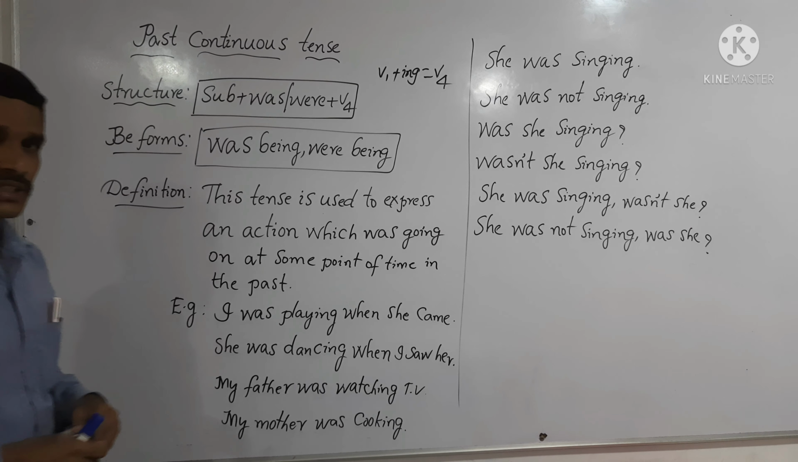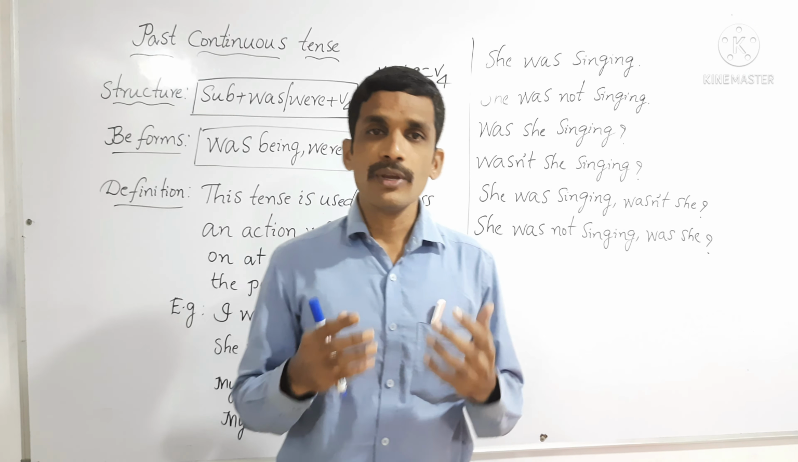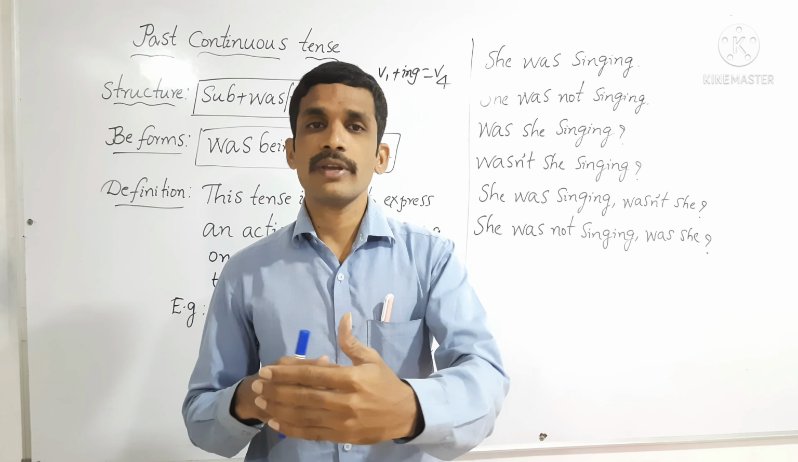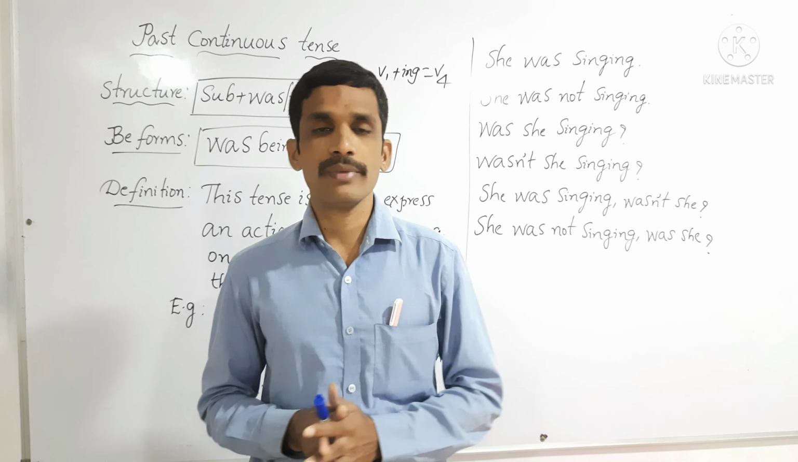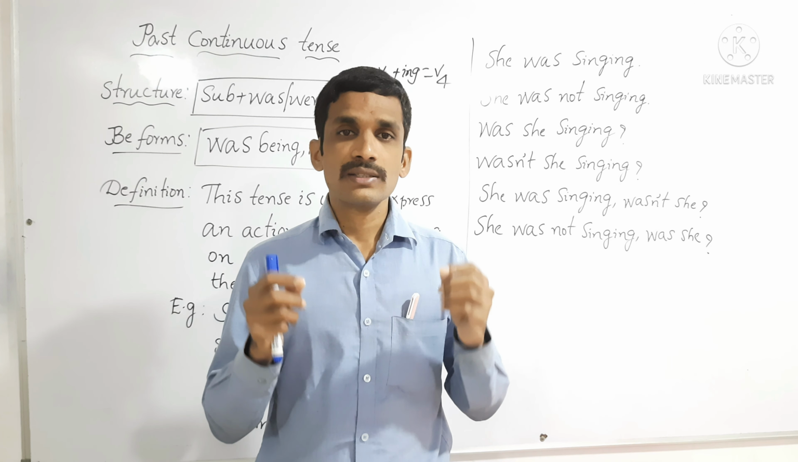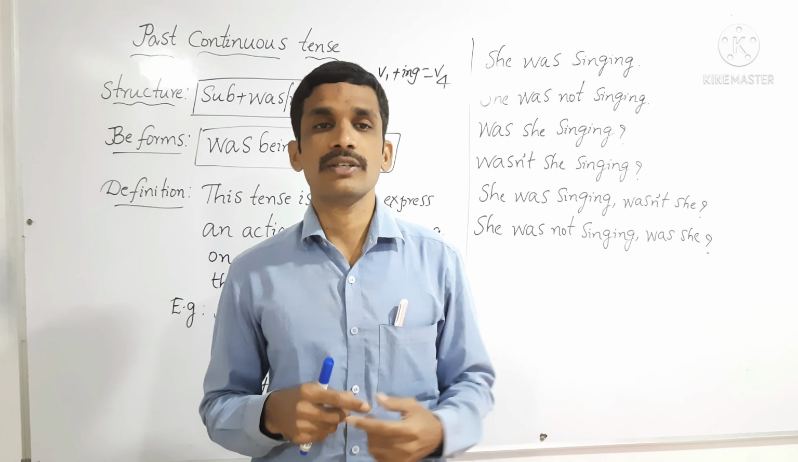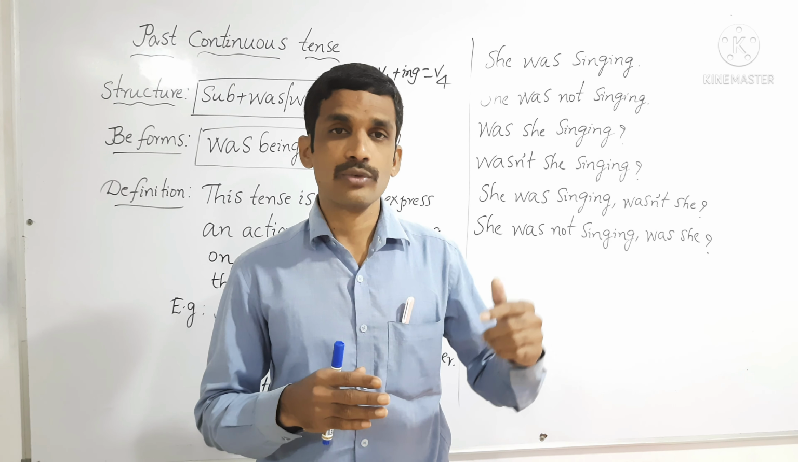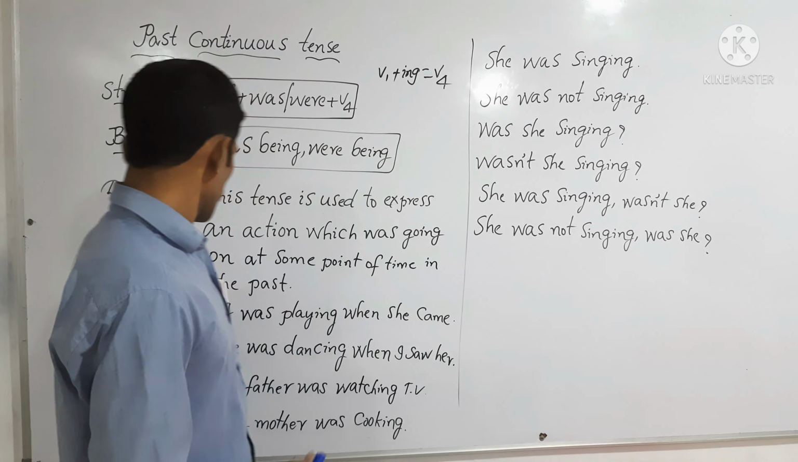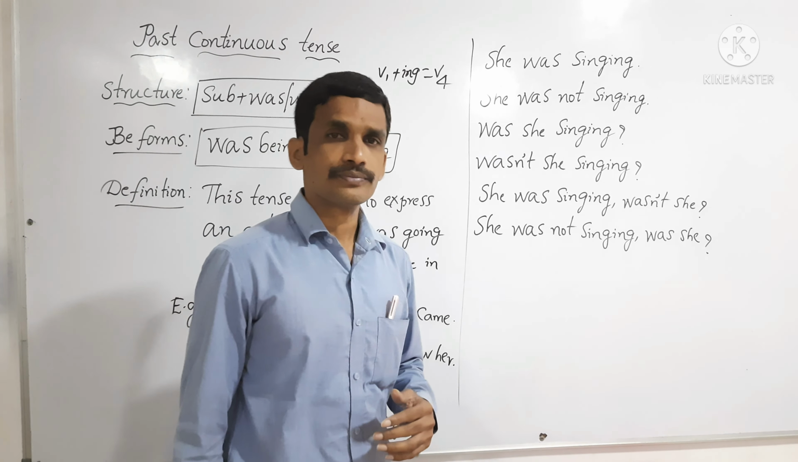So the structure of this tense is subject plus was or were plus V4. And the B forms of this tense are was being and were being. And the definition of this tense is we use this tense to describe an action which was going on at some point of time in the past. Example, if you see, I was playing when she came.